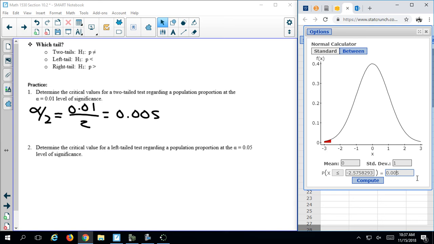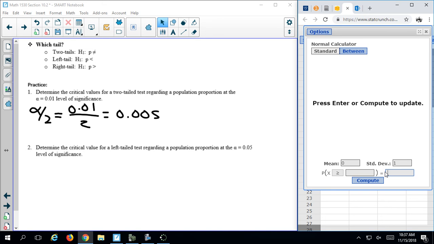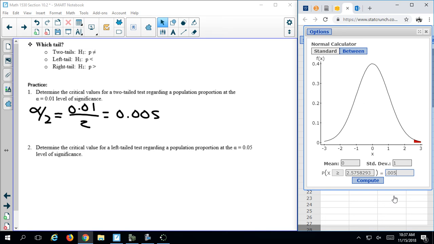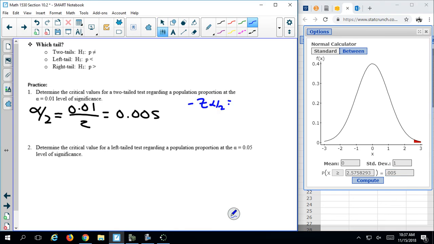Let's say negative 2.58. If I go to the right, it's the positive version. So the critical values are these two. You have two of them, one on either side. And I just use the normal calculator, just like we've been doing for a long time now. Just like you're going to have to do on the test if you haven't taken it yet.